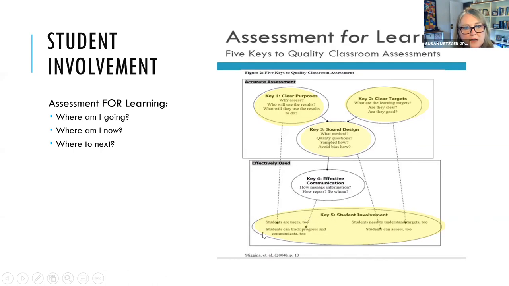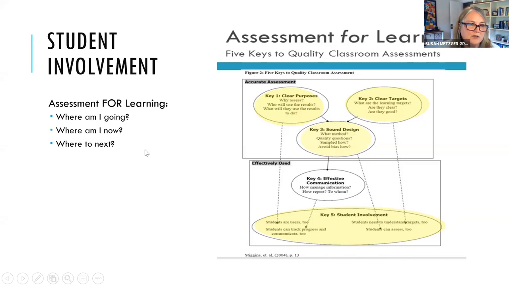Keep in mind that students are users of assessment too, not just us, not just our programs, not just the state or whoever. Students can track their own progress, and we would like them to be able to communicate their progress to us and others. They need to understand the targets. We've talked about that. And they can partake in assessment through self-assessment or peer assessment.